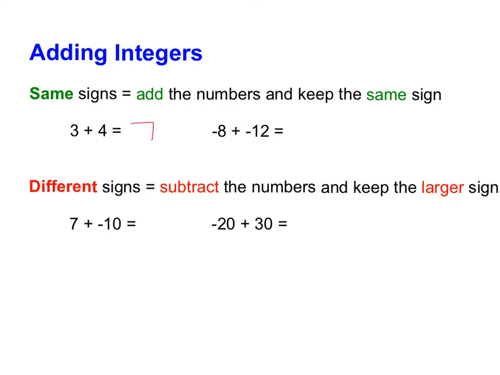Over here, we have negative 8 plus negative 12. So again, we add the numbers and just keep the same sign. So 8 plus 12 is 20, and it stays negative.